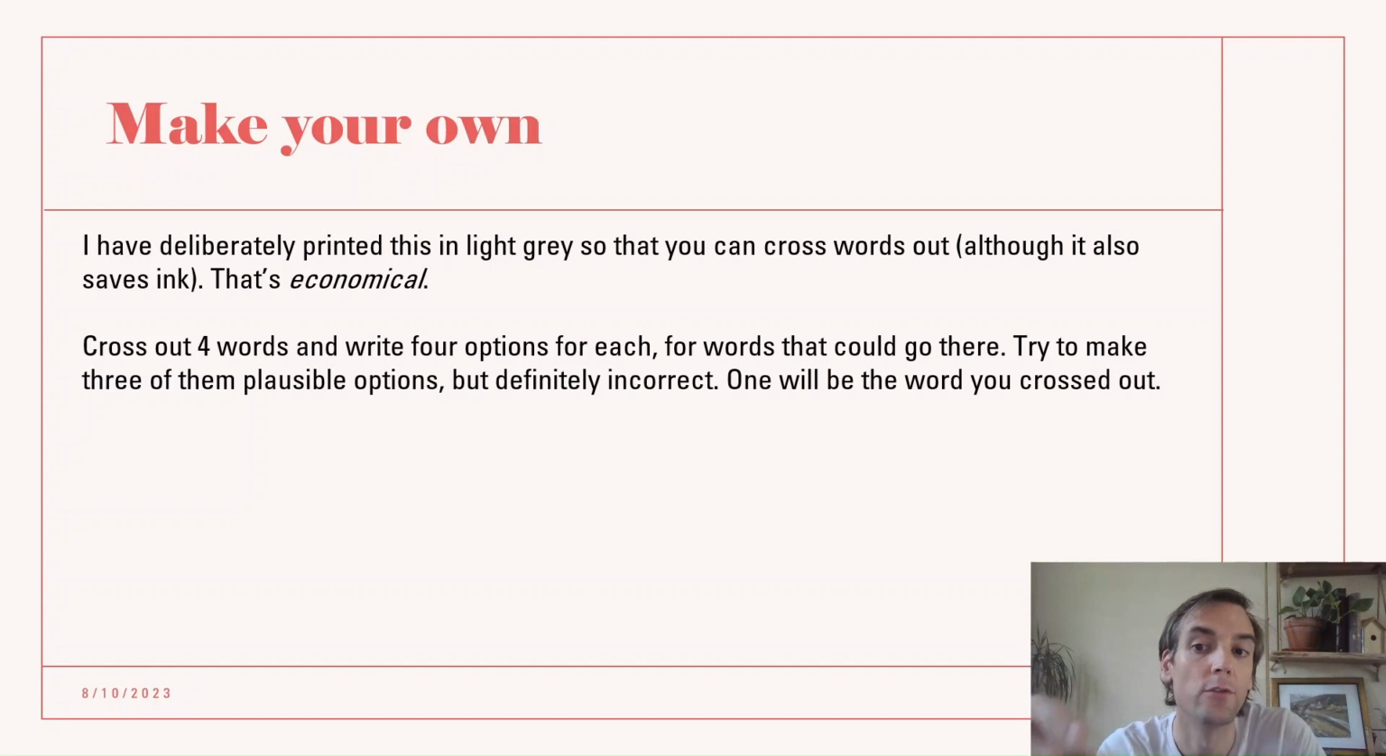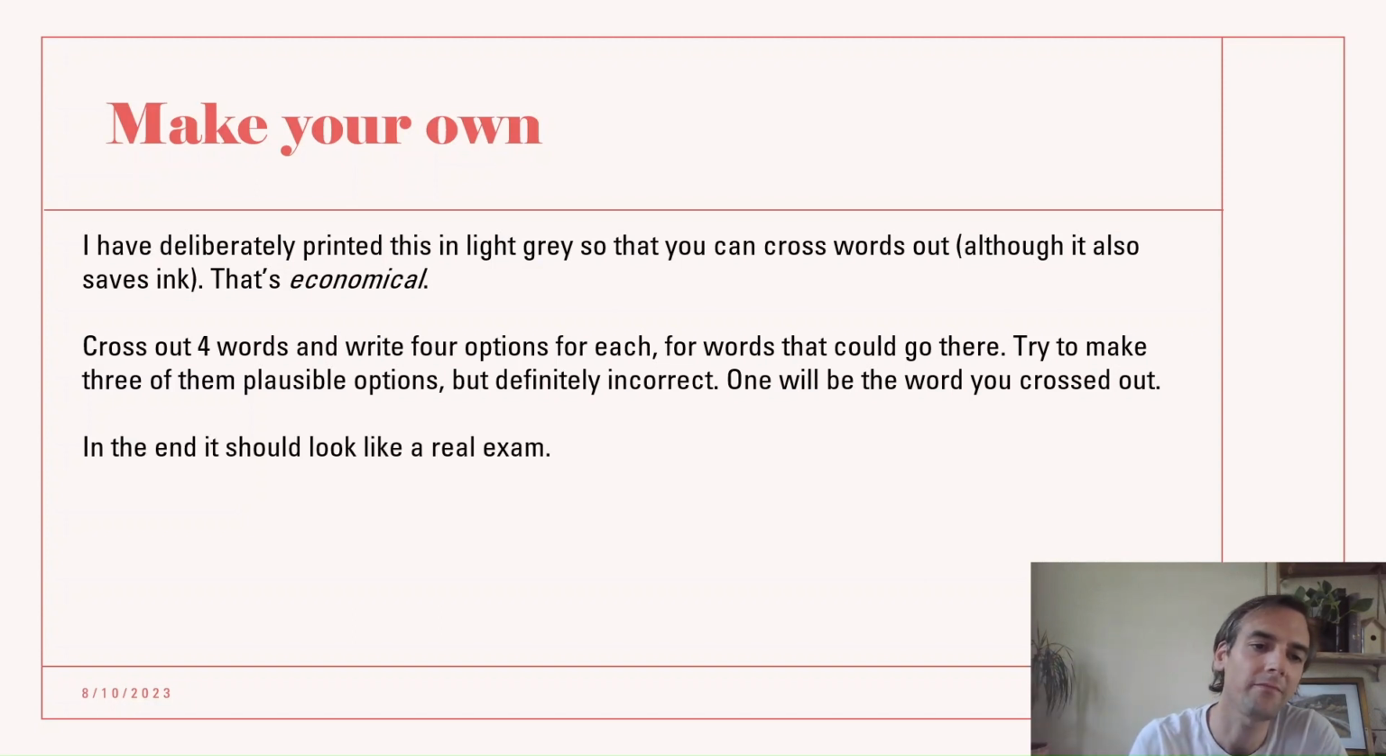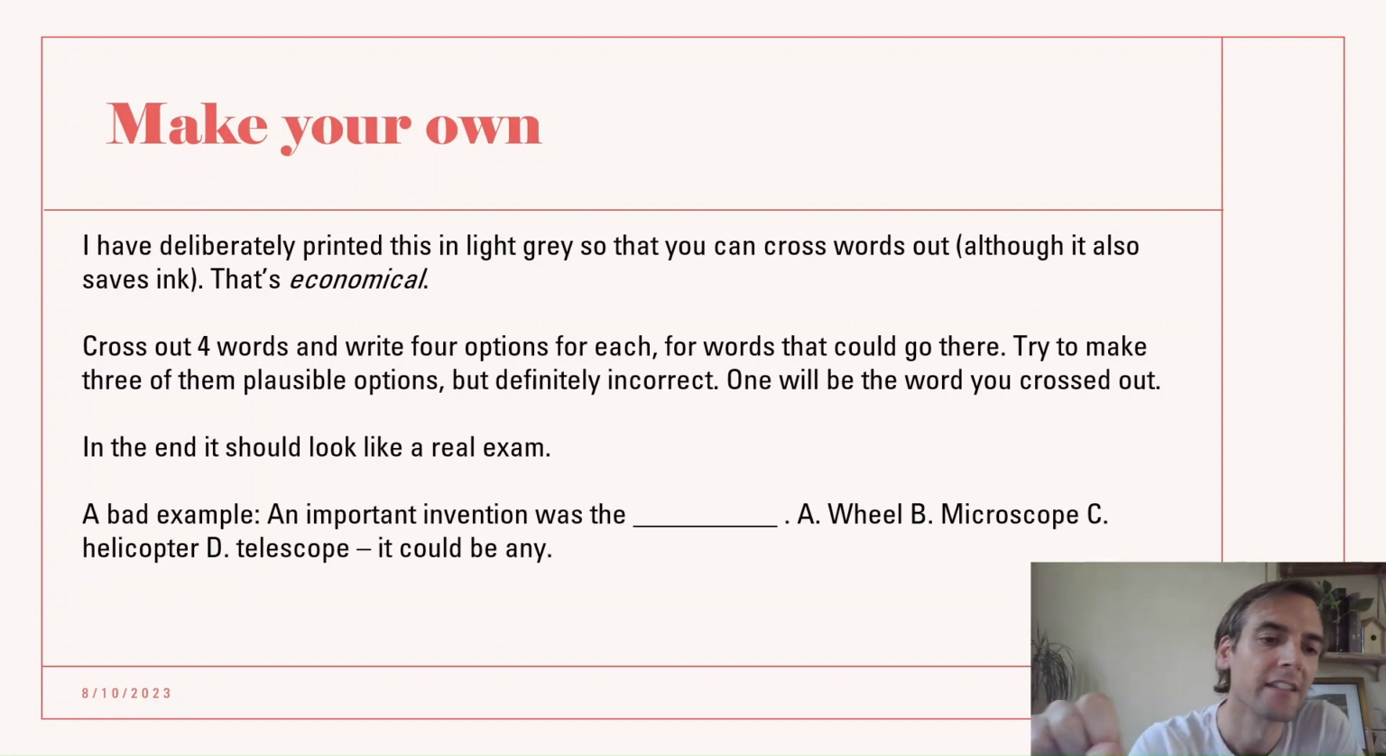4 options for each, for words that could go there. Obviously, 3 of them will be plausible, but they must be incorrect. There must be a reason why this doesn't fit, like we've seen before. The preposition's not right. The meaning is slightly different. It's a related word, but it's not good in that sentence. Then obviously one of the answers will be the correct one, the one you crossed out, the one you deleted if you're doing it on a computer. Then it should look like a real exam, like we'll see in a minute.